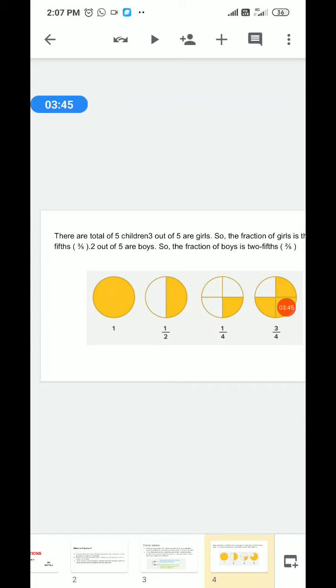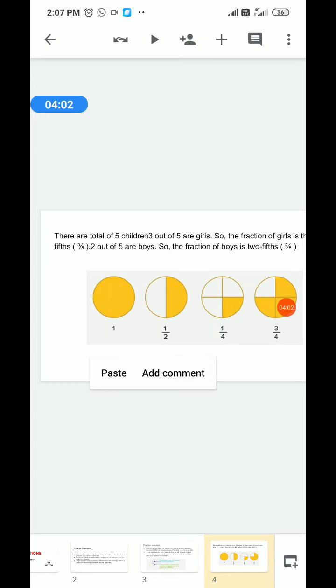See the next one. 2 out of 5 means 2 by 5. See, 3 out of 5 are girls. There are 5 children, but only 3 are girls, so 3 by 5. 2 out of 5 means 2 by 5.